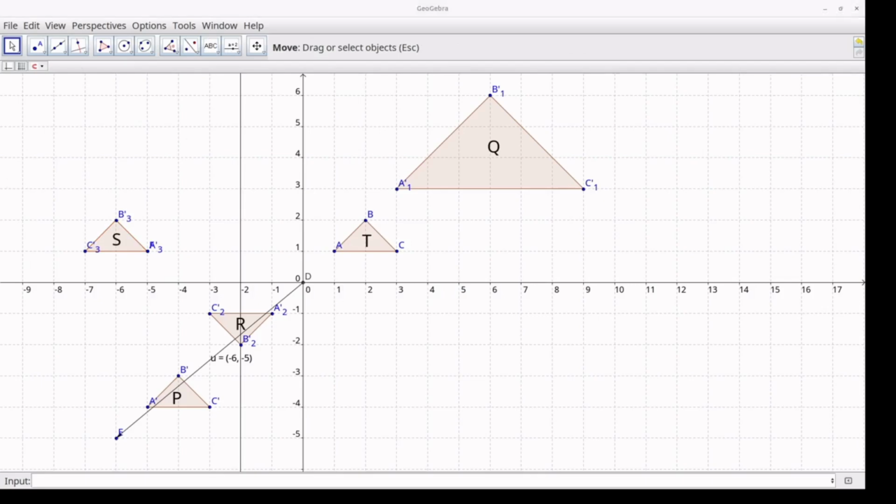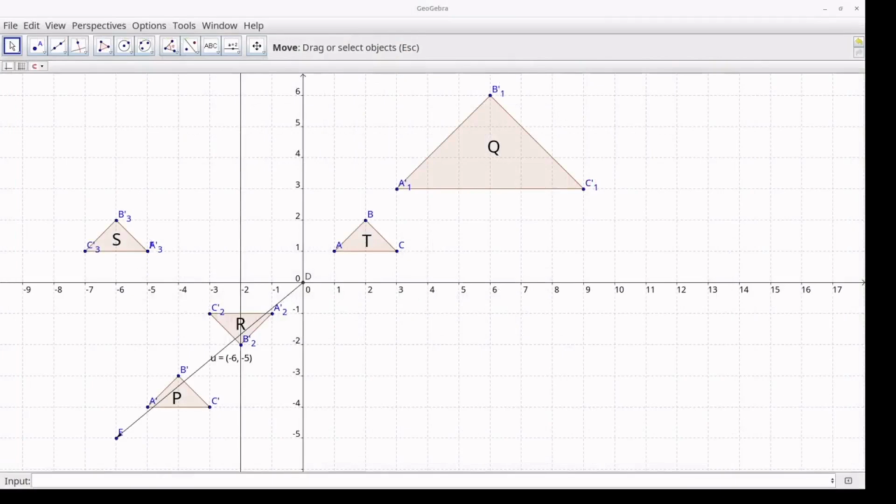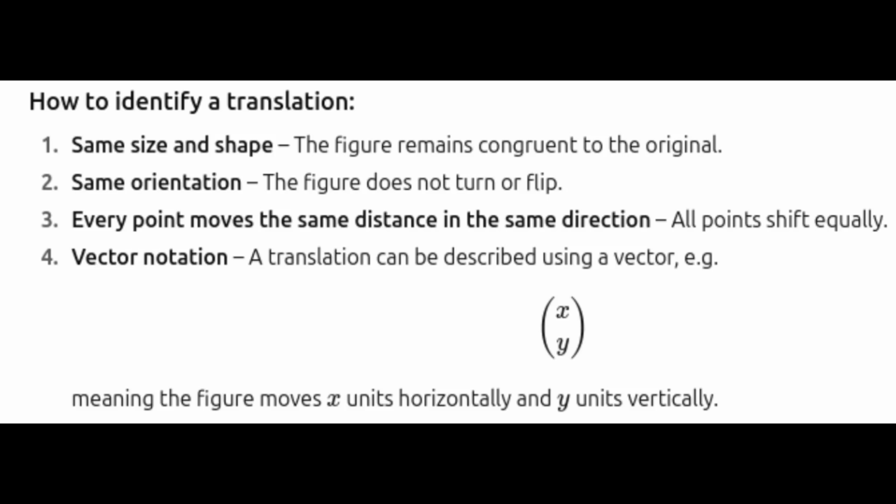Seems like we are done. Now describe fully the transformation that maps P to T. Let's go to GeoGebra and check P. Talking about these two green triangles, what's their relationship? We are saying their size has not changed, and there is neither flipping nor resizing.